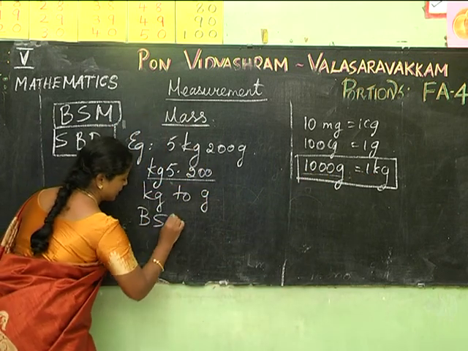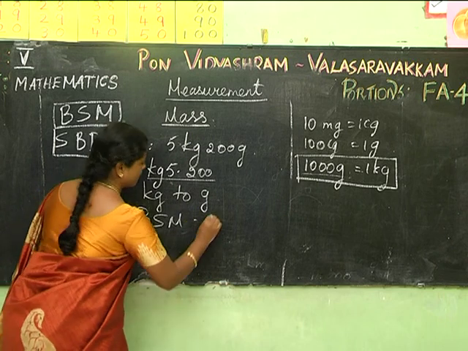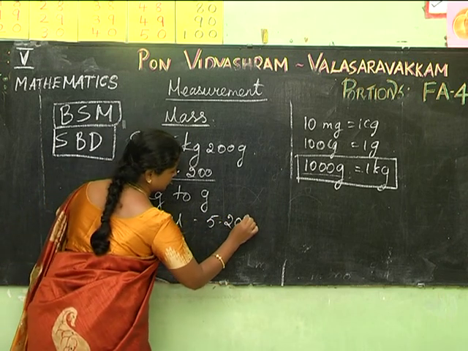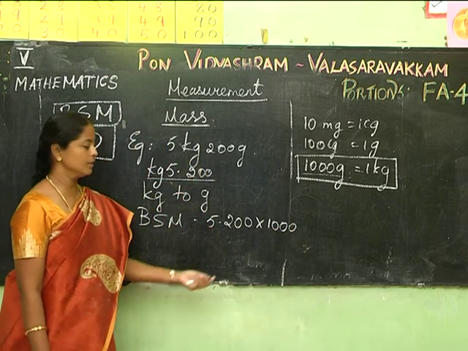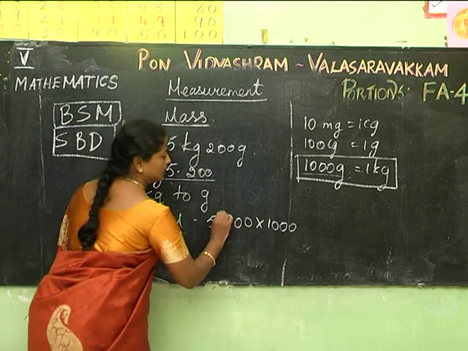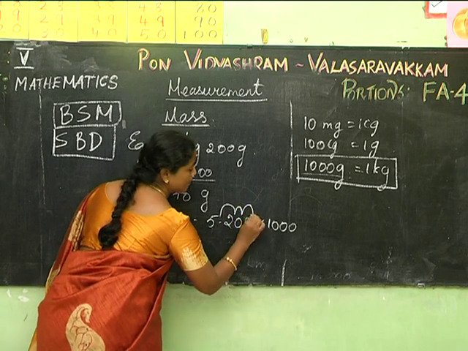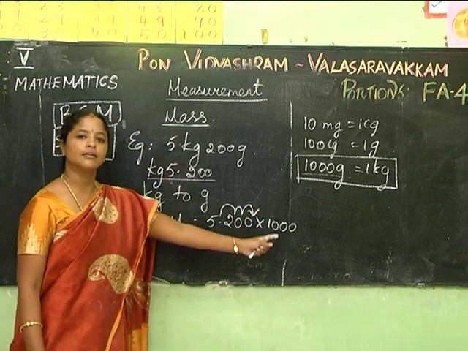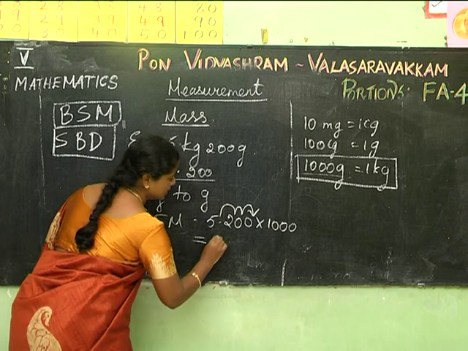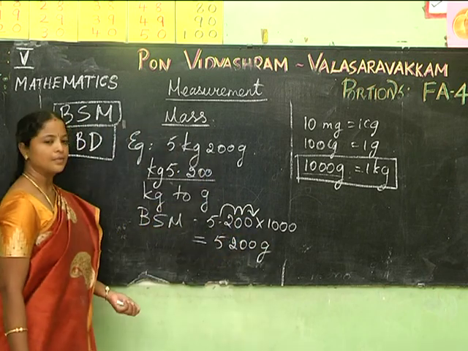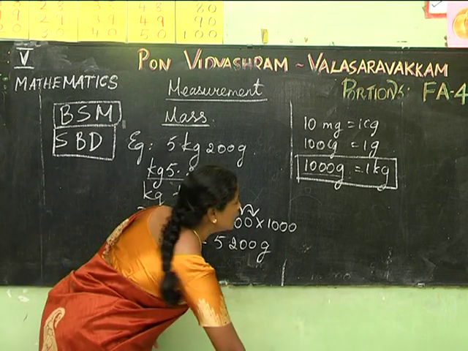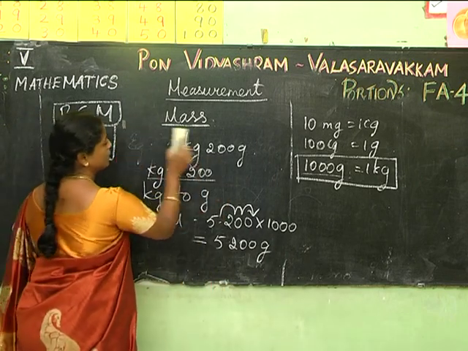Now BSM, that is 5.200 into 1000. Multiplication by 1000, that is the point moves 3 places towards the right. Now your answer is 5200 grams.